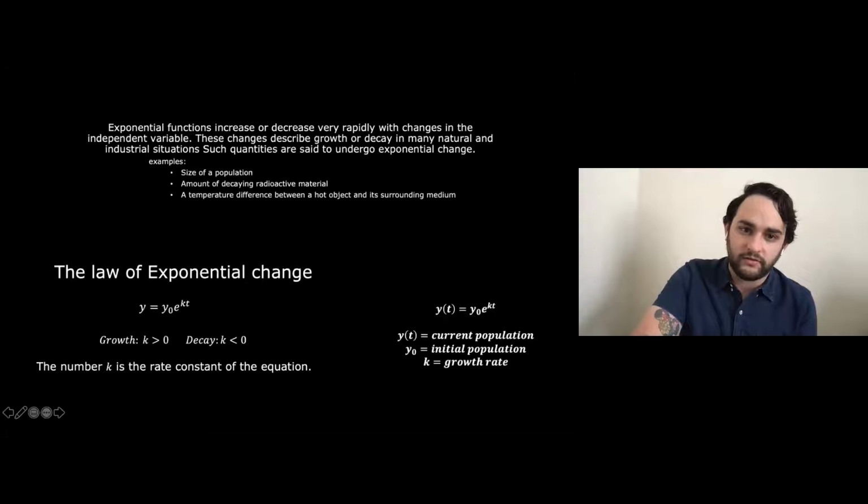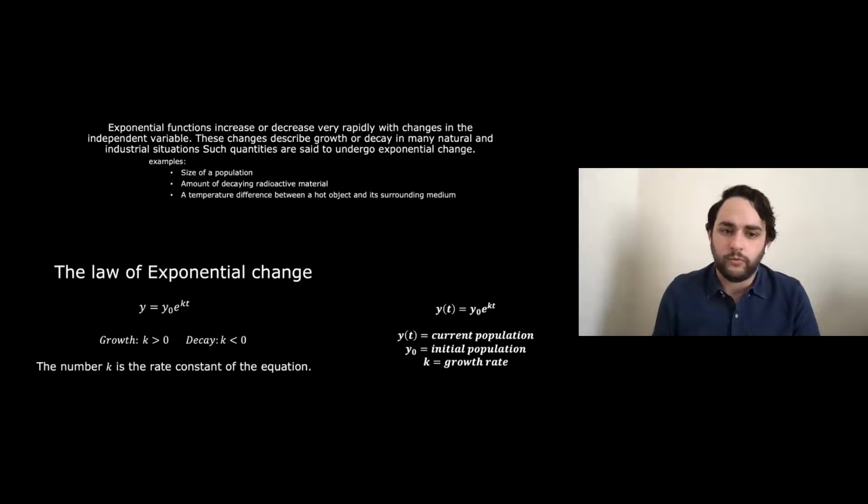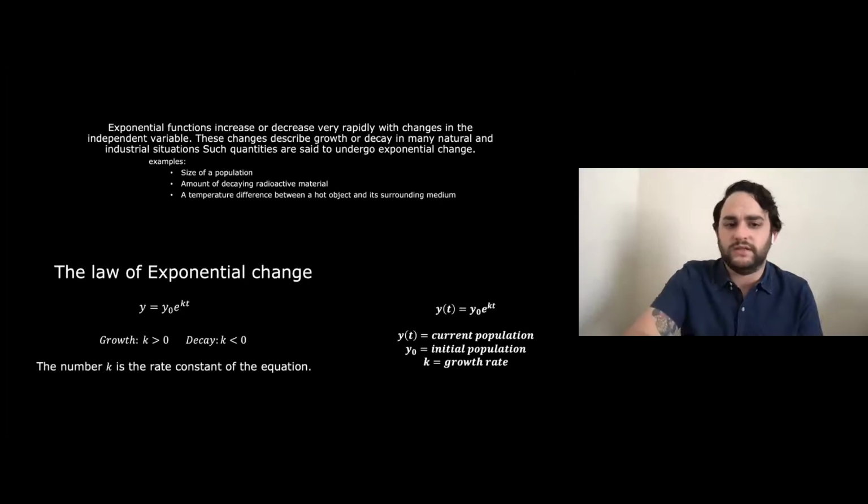You have the law of exponential change, which is y equals y naught e raised to the power of k times t. When you're looking at growth, k will be bigger than 0, and decay would be k less than 0. And k is the constant rate of the equation.